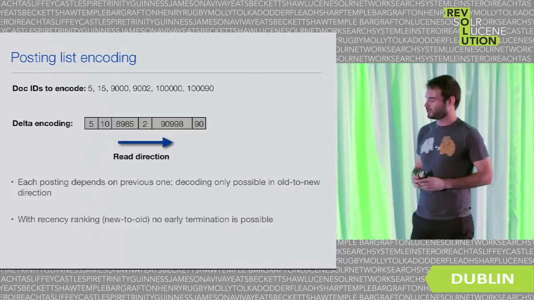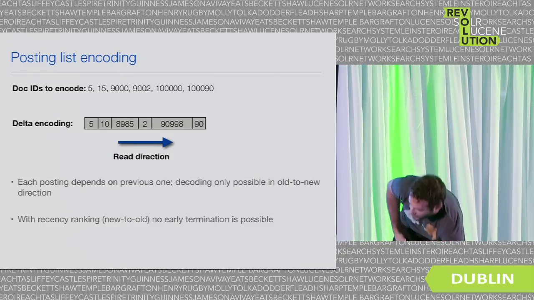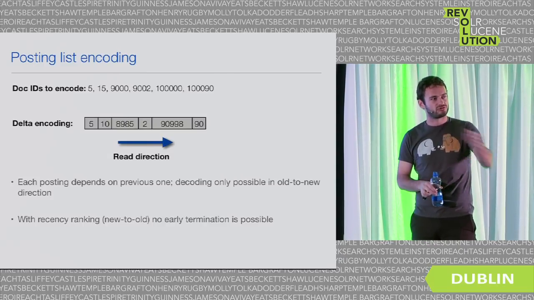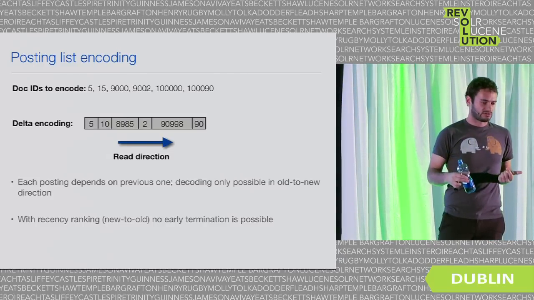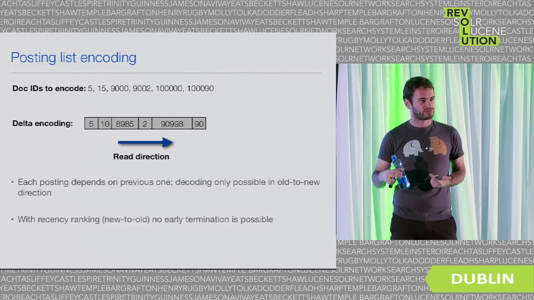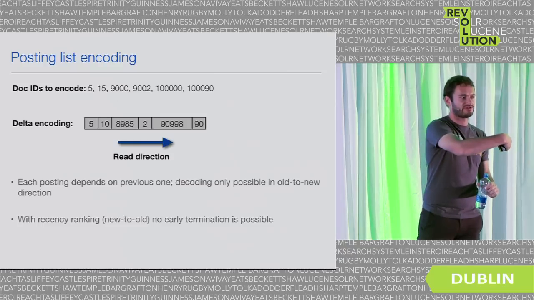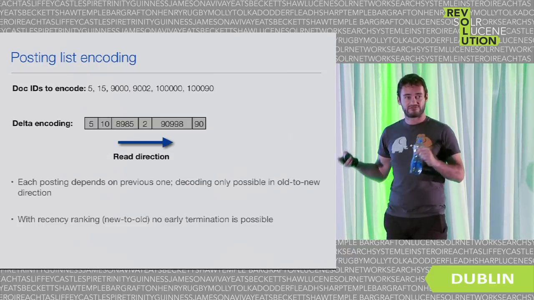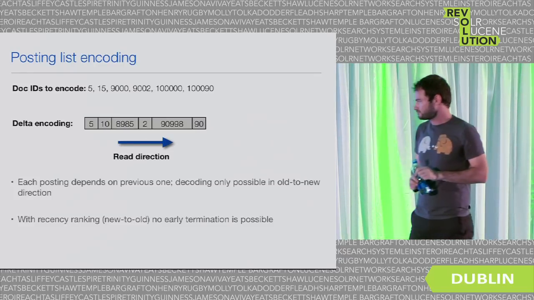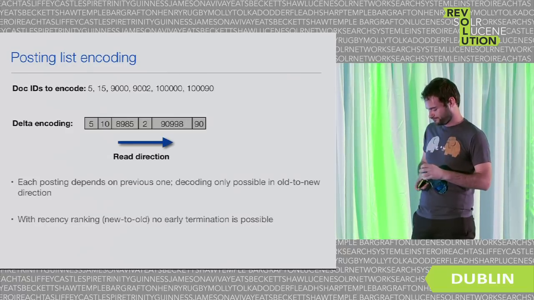Every posting depends on the previous one, because we have this delta encoding. So it's only possible to read these posting lists in the old to new direction. Now if you think about Twitter, we always want to return the most recent tweets first, because those are the most interesting ones in real-time search, right? So we would ideally like to read the postings in the opposite direction, because then we could terminate early after we found enough results and don't have to read the entire posting list. So that's why we wanted to change this, to be able to read in the opposite direction.